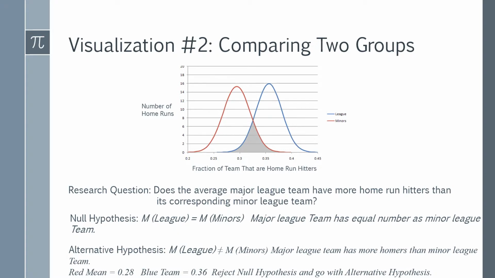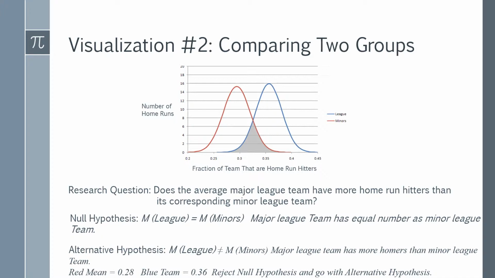So we will look at the null hypothesis. I have it here in equation and word mode. So we're going to look at the mean of the league. Is it equal to the mean of the minors? So does our major league team have an equal number as the minor league team? Or in our alternative hypothesis, is the mean of the league not equal to the mean of the minors, which means does the major league team have more homers than the minor league team?